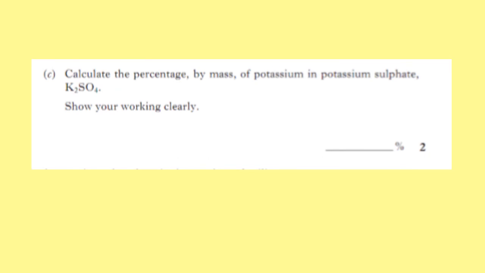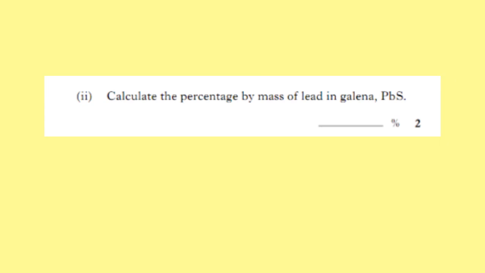For these questions, you probably will need to pause the video to give yourself time to calculate them out. For this one, calculate the percentage of potassium in potassium sulfate. So hopefully you've taken some time to answer that one. To do this, the final equation you should have come to was 78 divided by 174, which gives you 44.8% of potassium.